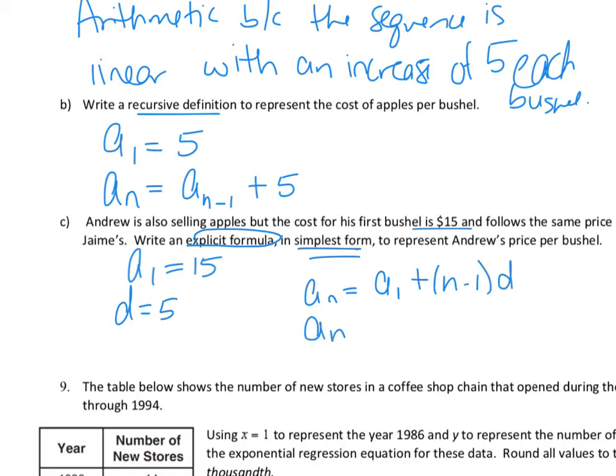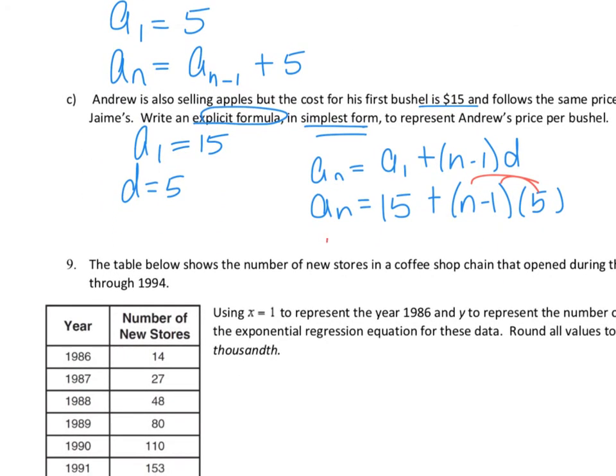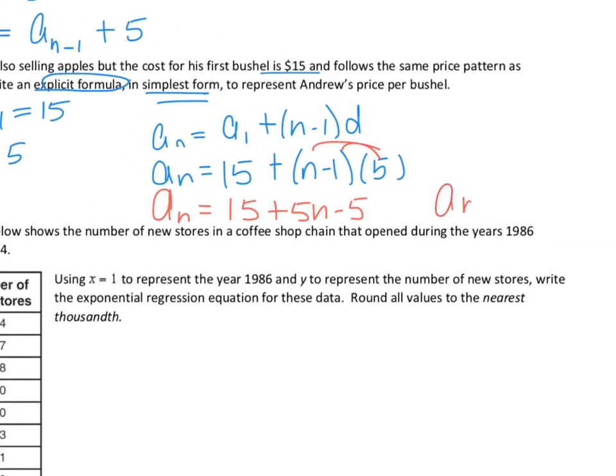And then we're going to plug in AN equals 15 plus N minus 1, and then D. Now they want simplest form, which means that they want you to distribute this in. Oops. Remember, you can only do that on the arithmetic ones. Plus 5N minus 5. And then just combine like terms, we get 10 plus 5N. And that should be it.